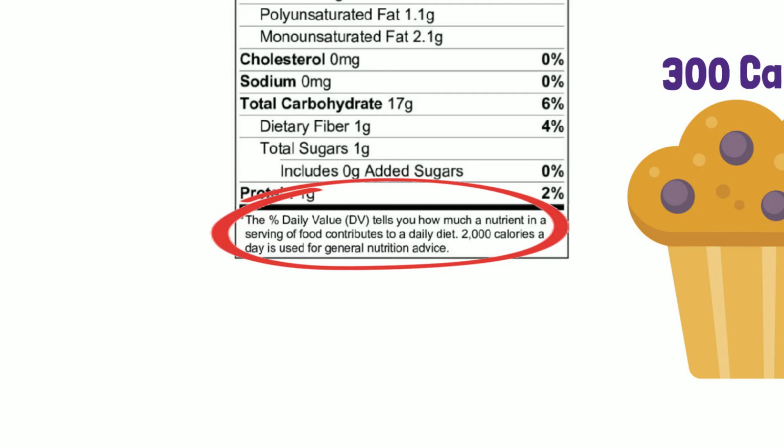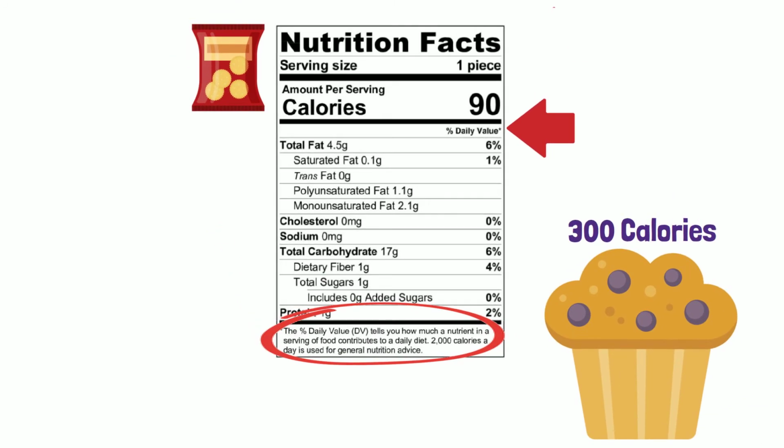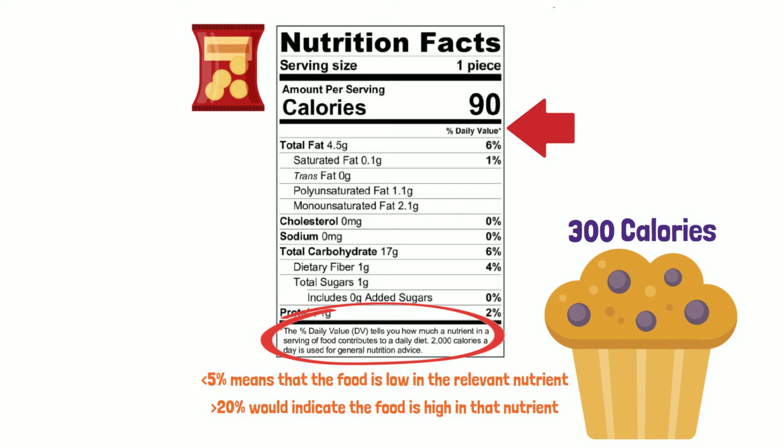However, a good rule of thumb, guys, is that a percentage daily value of 5% or less means that the food is low in that particular nutrient, whereas a value of 20% or higher would indicate the food is high in that nutrient.